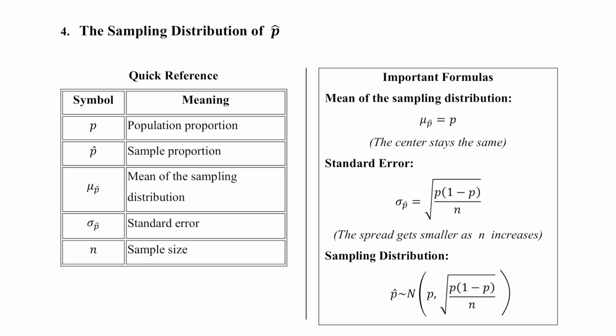When the normal approximation conditions are satisfied, we can summarize the sampling distribution using this notation. This notation simply tells us that the sample proportion is approximately normally distributed with mean p and standard error of square root of p times 1 minus p over n.